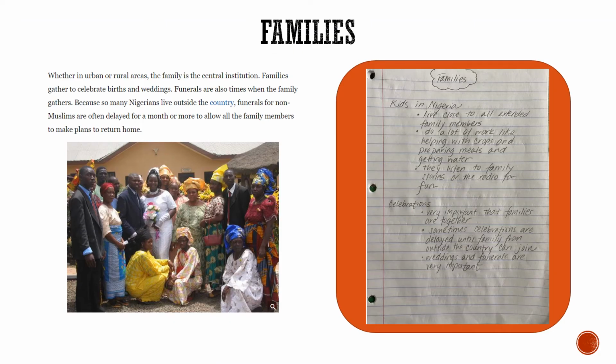So, of course, I went to the people part, and there's this section on families. You'll notice my notes from yesterday are right here, and I'm just going to continue to add on to them. And from my reading today, I used box and bullets because the whole section that I read about was about celebrations. And I found out that celebrations are really important for families and that they need to be together, and that sometimes celebrations are delayed when families live outside of the country, and they wait for those families to be able to join them. Weddings and funerals are also very important to families in Nigeria. So I just added that onto my notes.